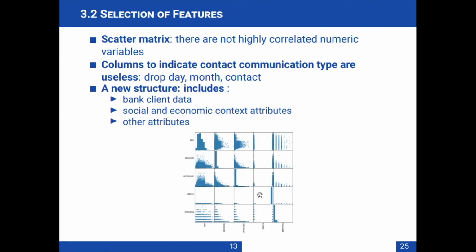To do the prediction of label, we then did a feature selection to select the columns we need. By the scatter matrix, we have found that they are not highly correlated numeric variables, so we kept all of them except day and month columns, as well as contact column, since these three are all about indicating contact communication and signal use. So we got a new structure which includes bank client data, social and economic context attributes, and other attributes.